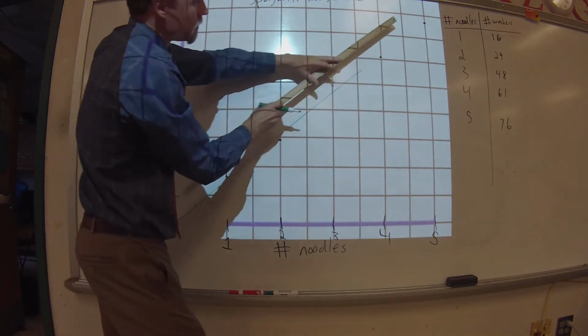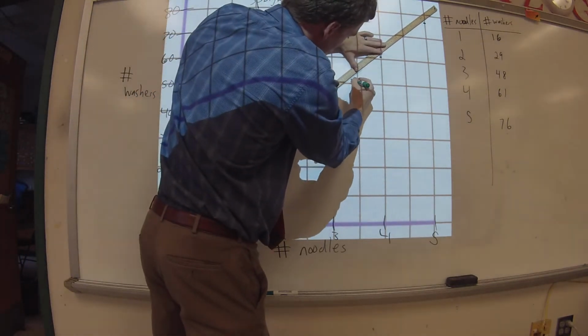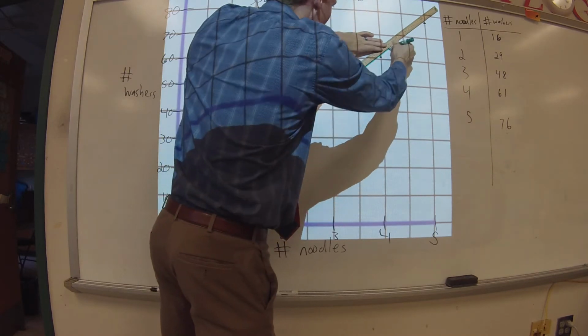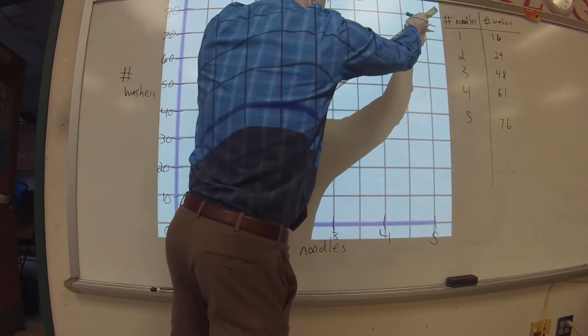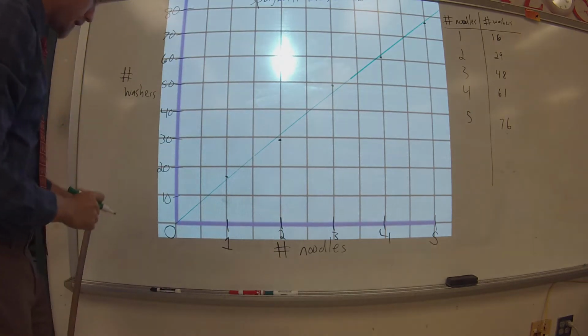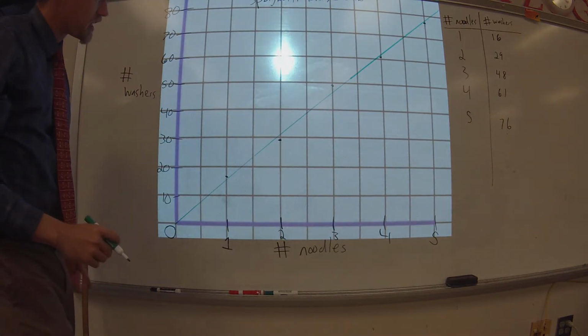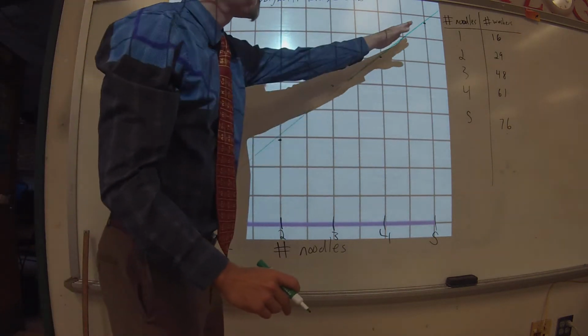All right, and mine is a little short, so I'm going to have to extend it up here a little bit. All right, there we go. So there's my line of best fit, okay? So we've got our line of best fit drawn.